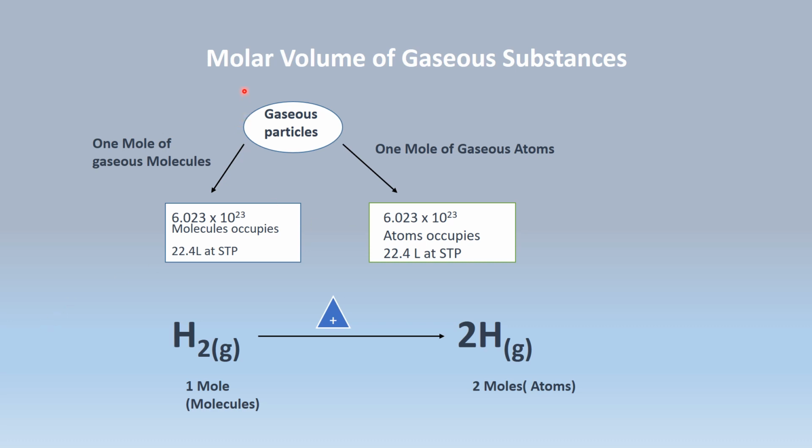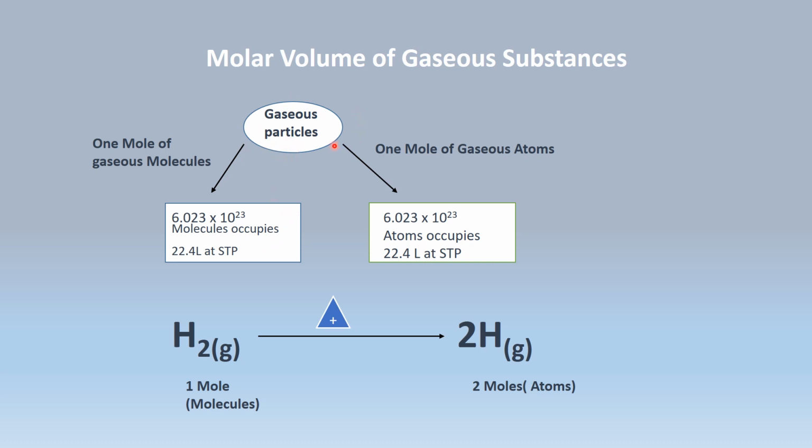Molar volume of gaseous substances, that is gaseous particles. If it is 1 mole of gaseous molecules, Avogadro number of molecules occupy 22.4 liter at STP.